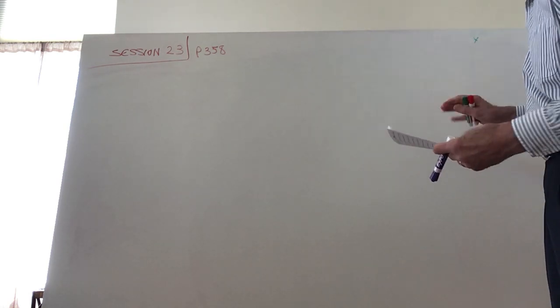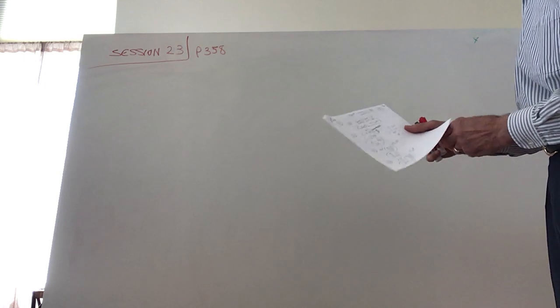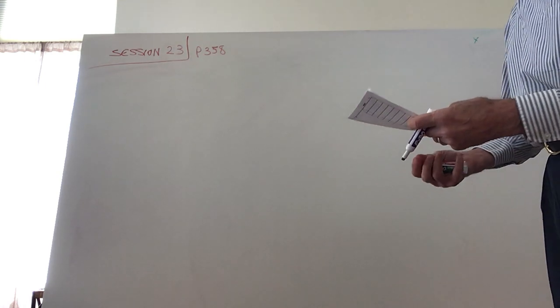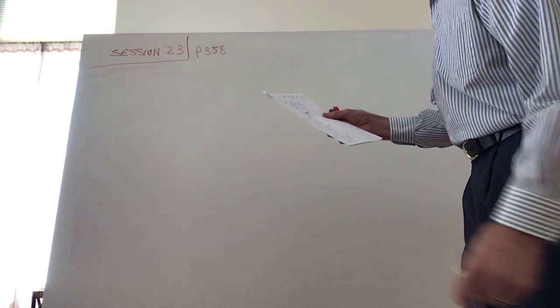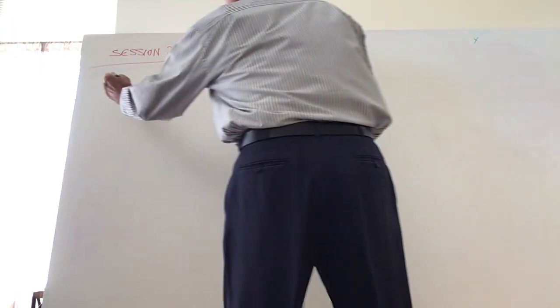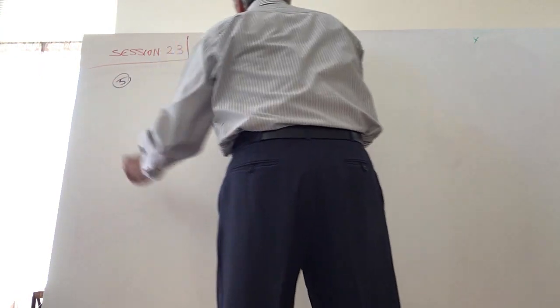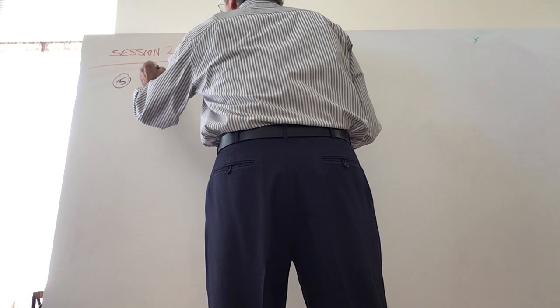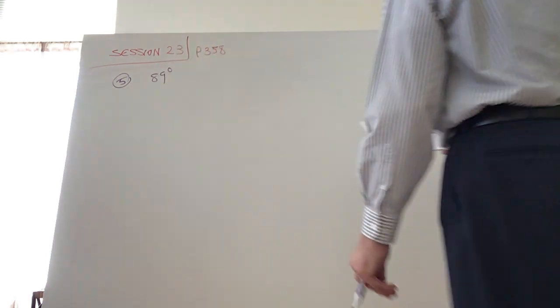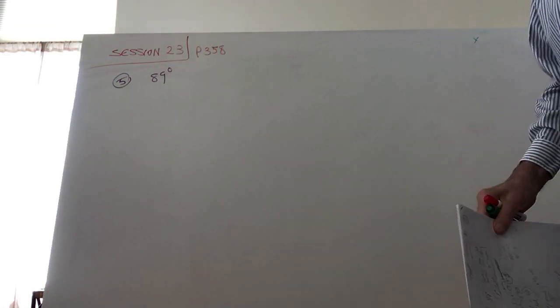We're starting with that, but that again will be for session 24. Right now we're looking at session 23 and page 358. And I'd like to try a few problems with you. First, number 5 here. Number 5 says that 89 degrees is our angle, and we'd like to find the complement and the supplement of this angle.